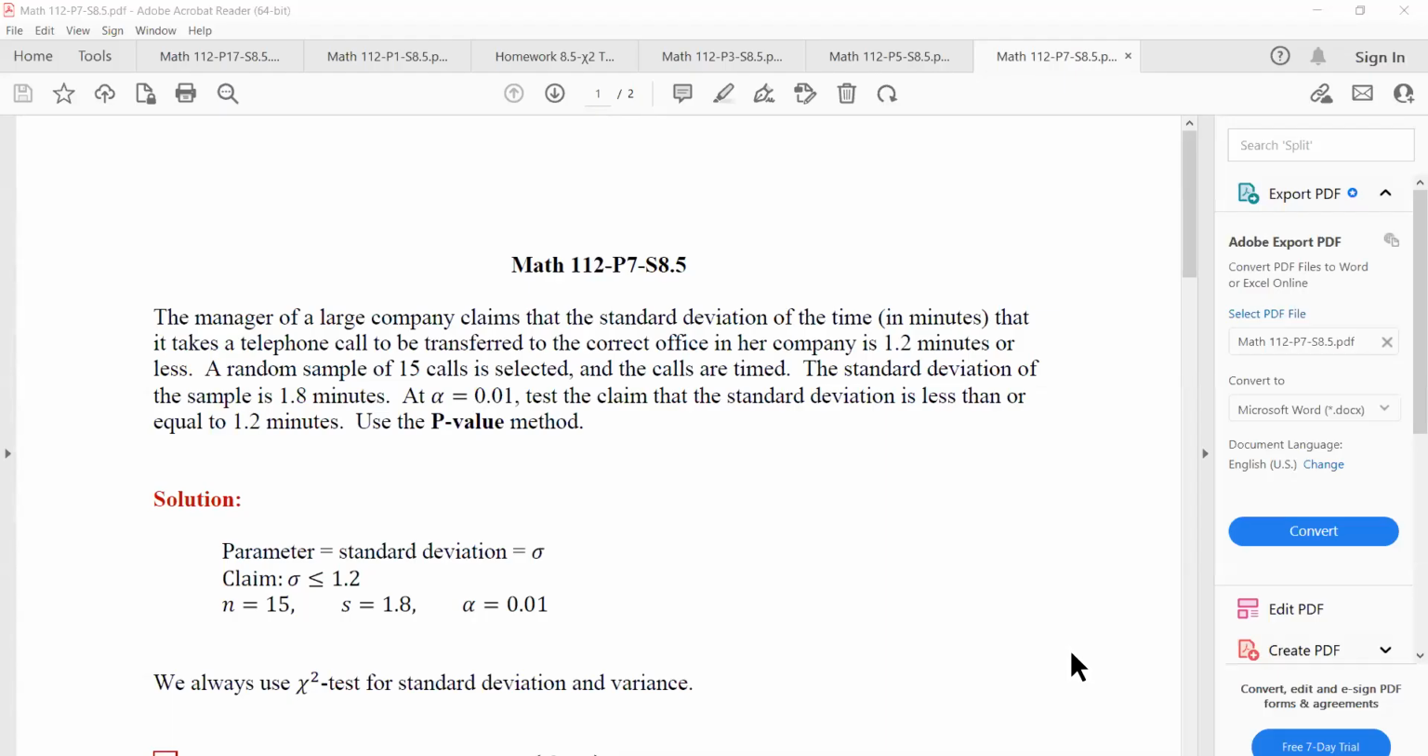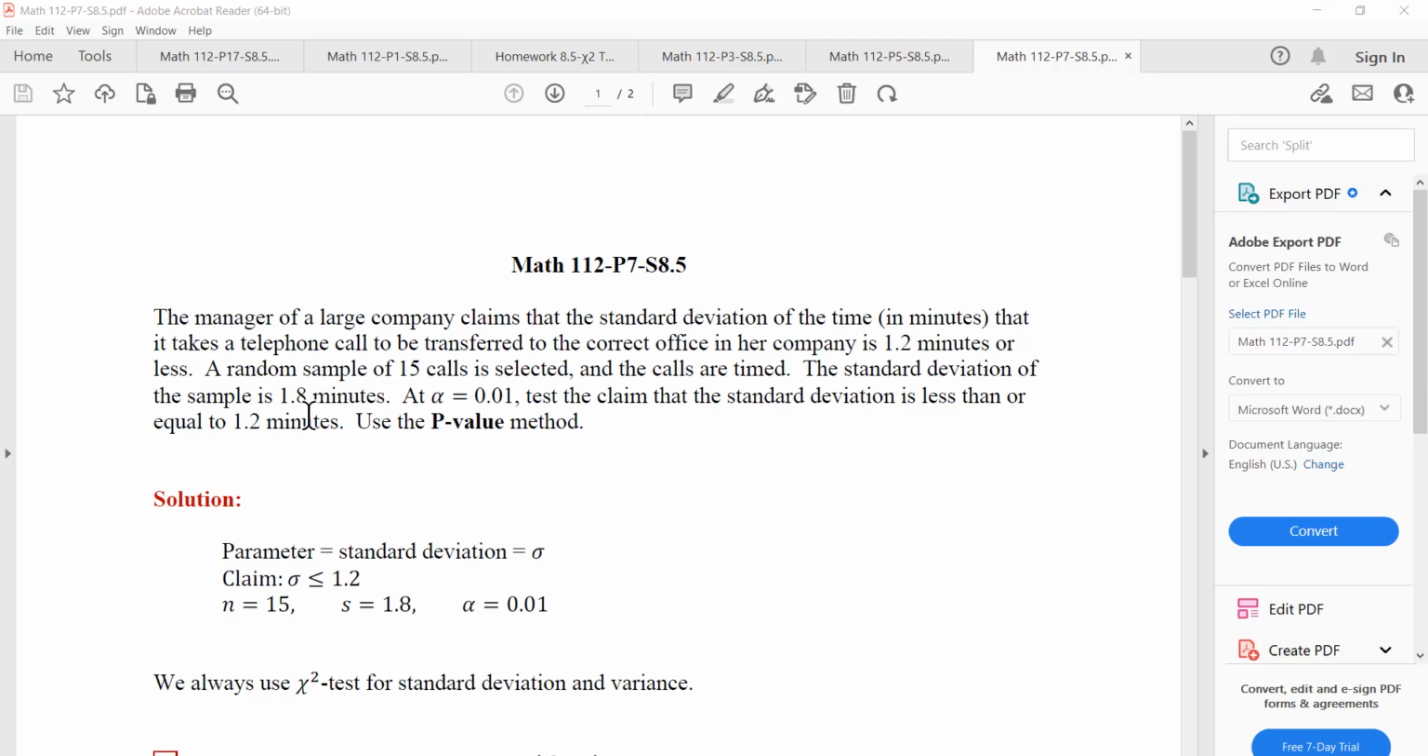It says, manager of a large company claims, there it is, that the standard deviation of the time in minutes that it takes a telephone call to be transferred to the correct office in her company is 1.2 minutes or less. So it includes the 1.2, but it's or less. A random sample of 15, that's my N, calls is selected, and the calls are timed. The standard deviation of the sample is 1.8.